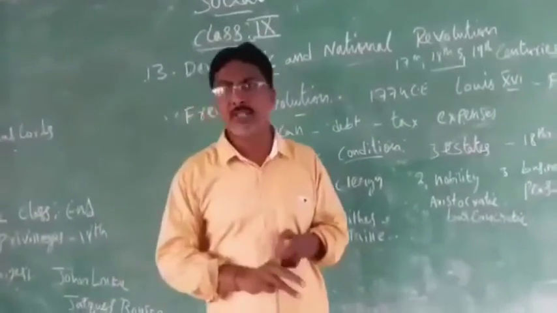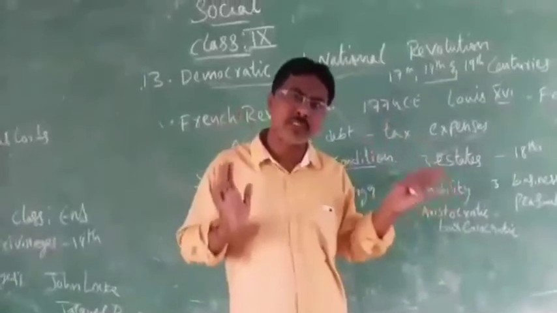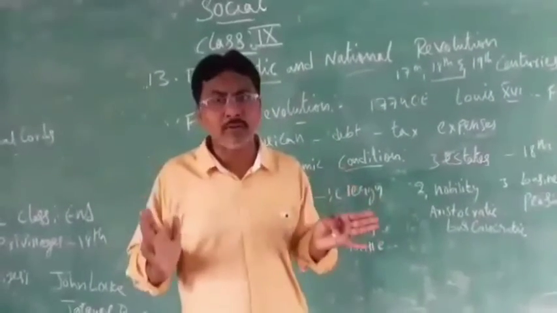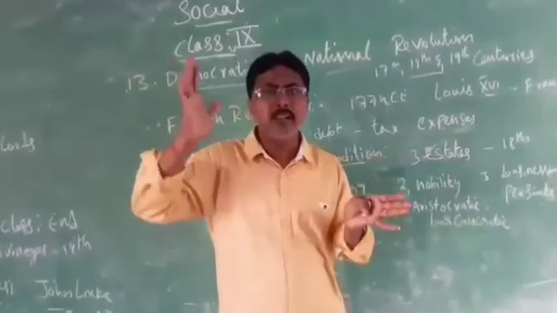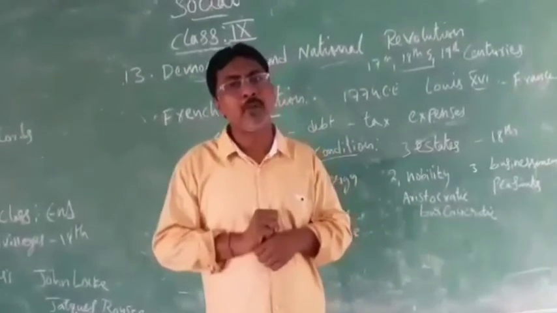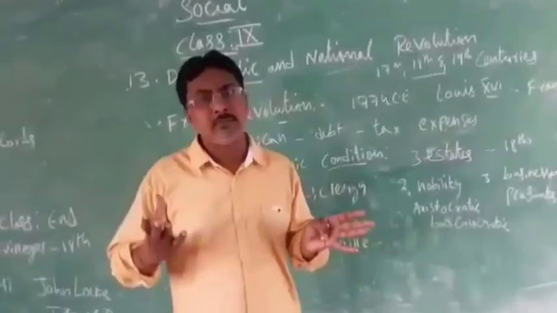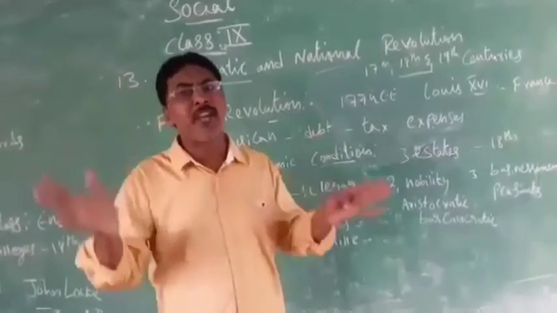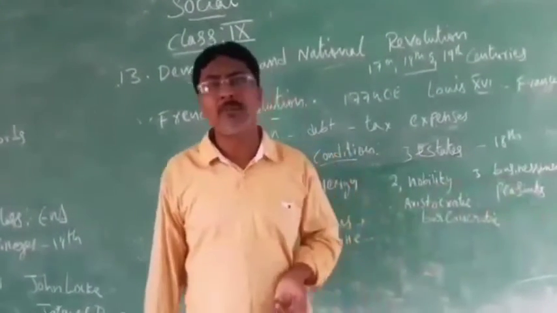The 3 countries' revolutions: the Glorious Revolution, that is the England Revolution, and the American Revolution. American Revolution means England occupied 13 colonies, 13 states of North America, and started collecting taxes. America rose in revolution and fought a war with England. America and France became allies, fought, and got independence.